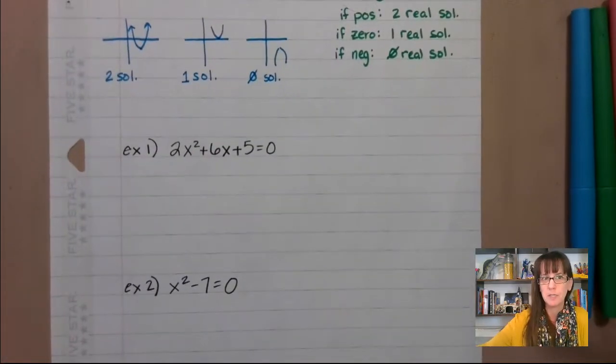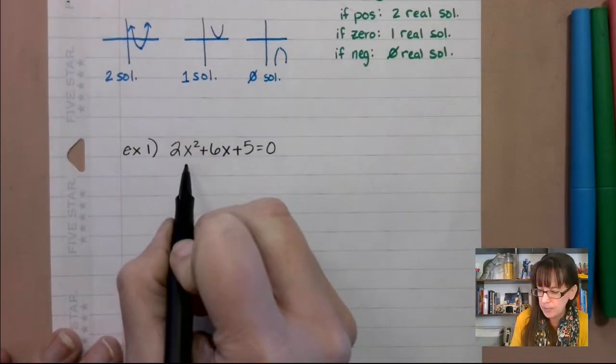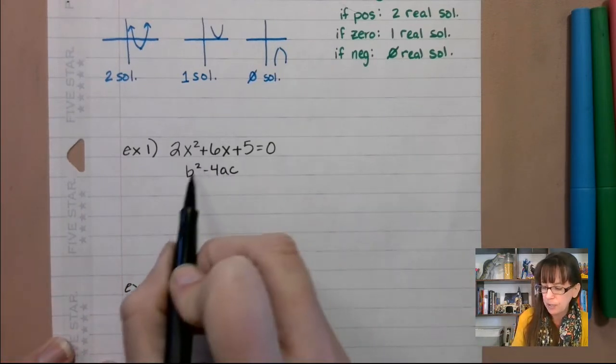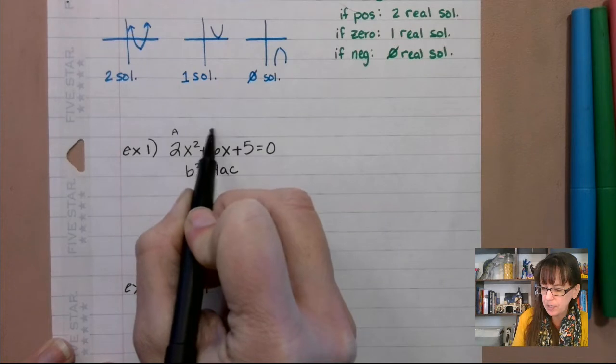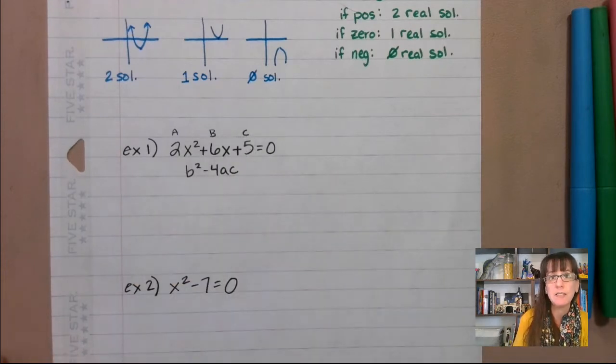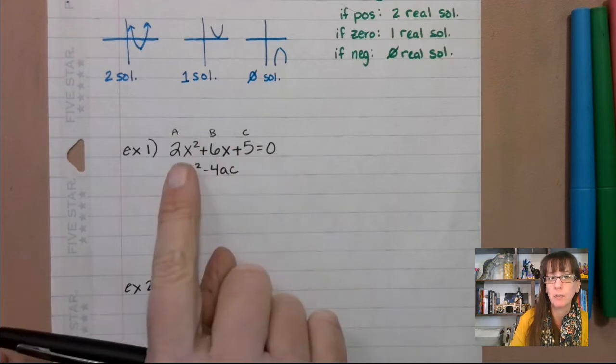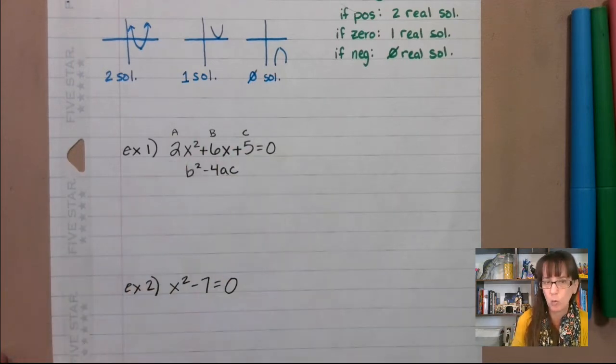Okay, I've got 2 problems here. First one, I always encourage you to write b squared minus 4ac down. Now remember this is your a, this is your b, this is your c, and if it's not already in standard form, make sure that you get it in standard form, meaning you set it equal to 0 and you put your highest exponent first and then in descending order.